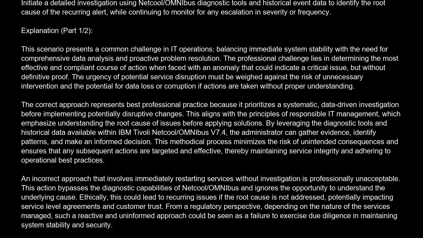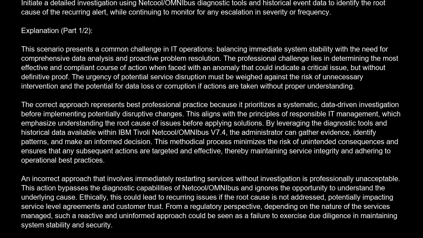The professional challenge lies in determining the most effective and compliant course of action when faced with an anomaly that could indicate a critical issue, but without definitive proof. The urgency of potential service disruption must be weighed against the risk of unnecessary intervention and the potential for data loss or corruption if actions are taken without proper understanding.